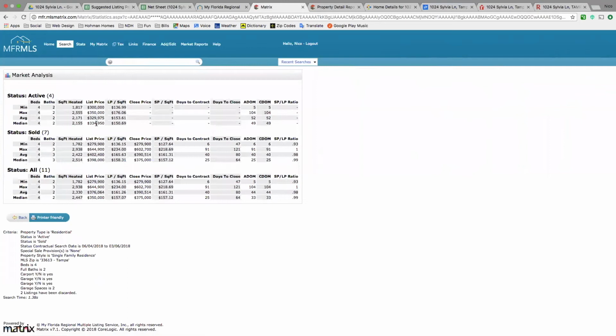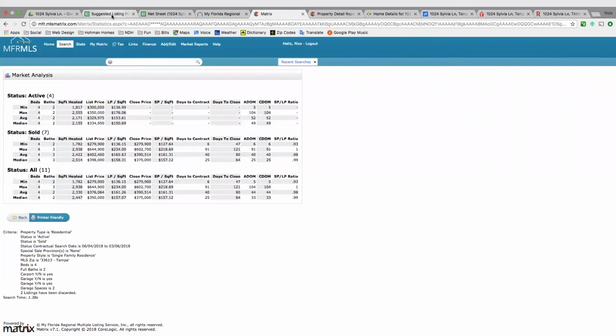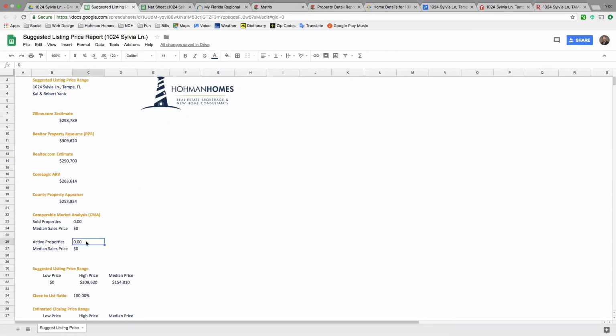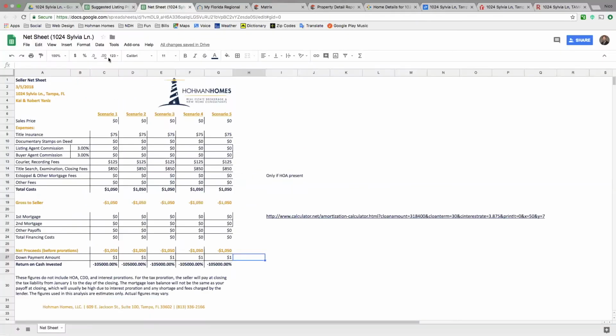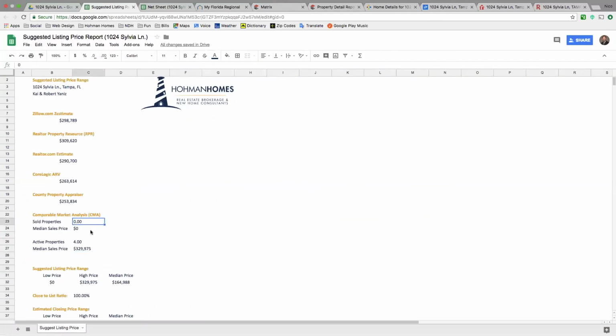So right now we have 4 active properties with an average price of $329,975. So we take down here, 4 average properties, $329,975. That's our active properties. And our sold properties, we have 7 of them. The median price point is $398, and we write down 7, $398.